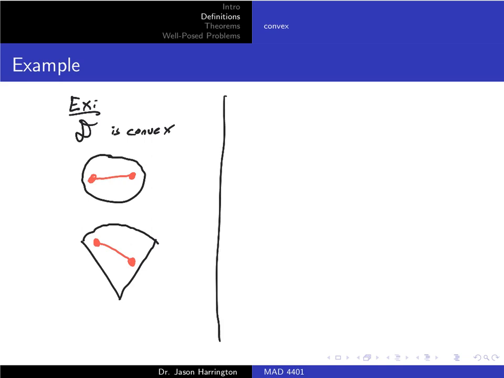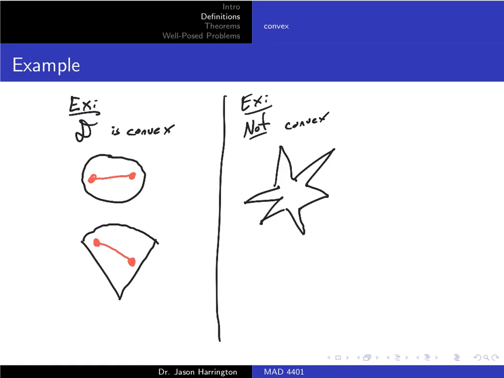Now, not convex, you're going to see things like, if I have a star here, for example, or just something with many points to it, and I draw a line from here to here, notice that if I were to connect them, that's outside of D. So that little line right there is outside of D. So that's what we mean by it's not convex. And there's a bunch of other little examples that one could give.